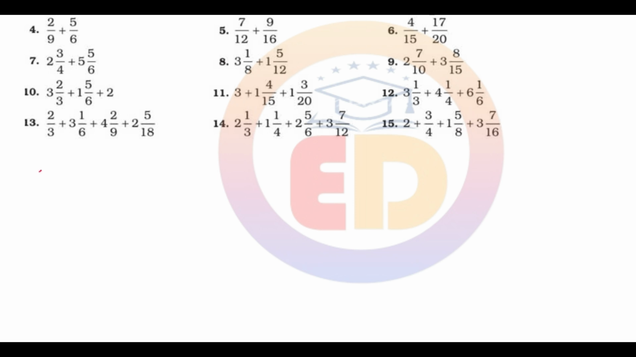Number 4, 2/9 plus 5/6. Now here we see that the denominator is 9, and in 5/6 the denominator is 6. They both are different denominators. The fractions with different denominators are called unlike fractions.